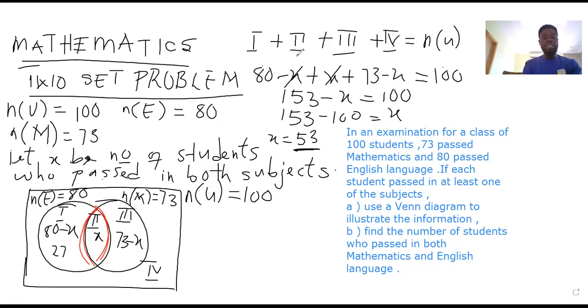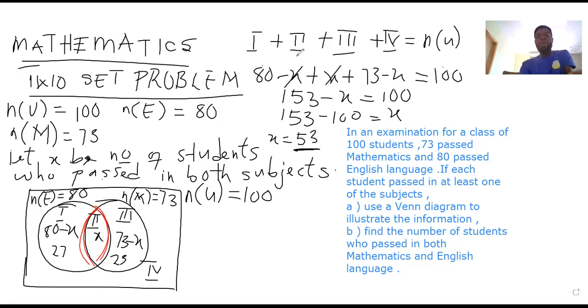That is 80 minus 53, right? 80 minus 53 gives us 27. And then the number of students who pass in mathematics only, we can also find that, right? So the number of students who pass in mathematics only is when you subtract the intersection from those who pass in mathematics, that is 73 minus 50. 73 minus 50 gives you 23. So 23 students pass in mathematics only.